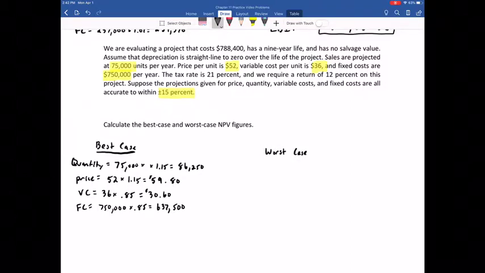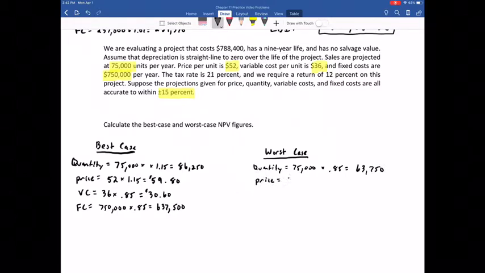Now let's go ahead and just do the worst case since we have these values here. All I'm doing right now is calculating what the best case and worst case inputs will be, and then I'm going to take these inputs and calculate what the project cash flows are for years 1 through 9. So worst case scenario for quantity would be the 75,000 units base case, but underneath a worst case scenario, I would have the 15% reduction, so multiplying this by 0.85 will give me a quantity of 63,750.